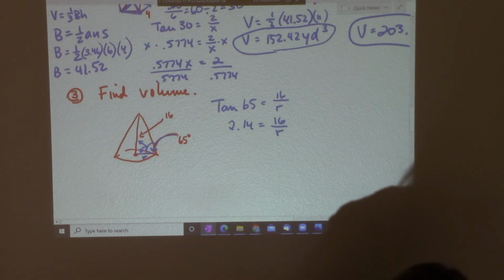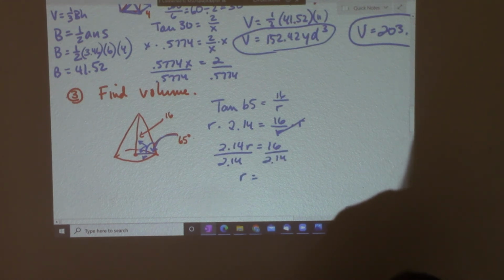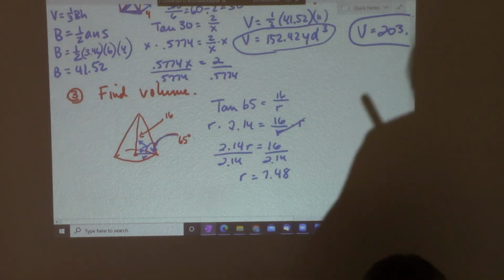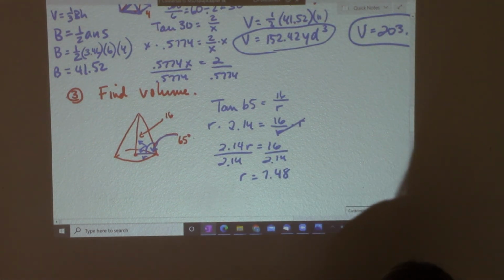Tangent of 65 equals 16 over r. Okay? Let's see. Tangent of 65, I want to check that. Yeah. Okay. So this is 2.14. Now I want to get r out of the denominator. So these cancel. 2.14r equals 16. Divide by 2.14, and I get a radius of 7.48.